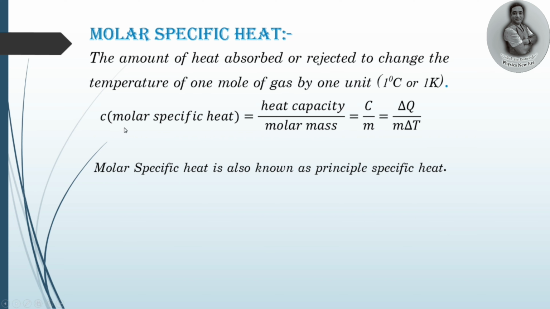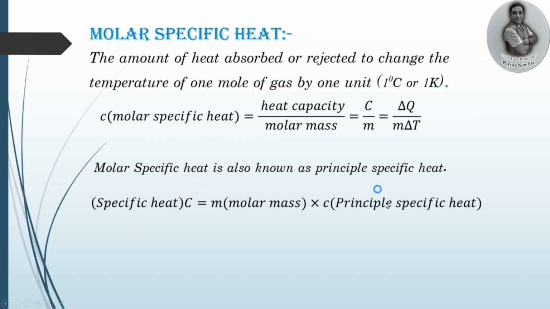So molar specific heat is indicated with a small c, which is given by heat capacity, that is capital C, upon molar mass. We have already calculated the C value, that is delta Q upon delta T, substituted here, and we get the modified formula once again. Molar specific heat is also known as principal specific heat. On that basis, specific heat, that is capital C, is equal to, taking mass to the left hand side, small c into m. That means capital C is equal to molar mass into principal specific heat.